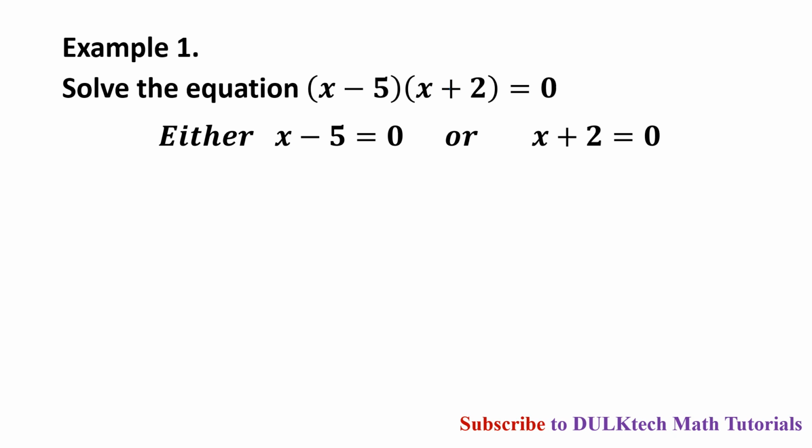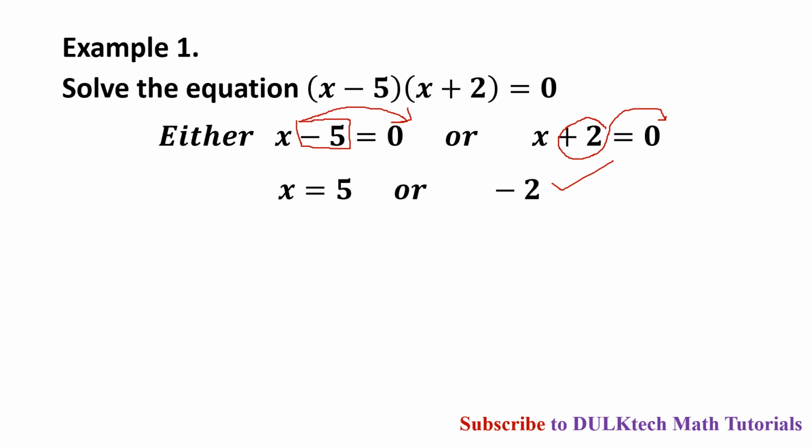So if x minus 5 is equal to 0, then x is equal to 5. We are just solving this equation. Let's take this minus 5 to the right hand side, and at the same time take this 2 to the other side, and we get x is equal to 5 or minus 2. So we have solved the quadratic equation.